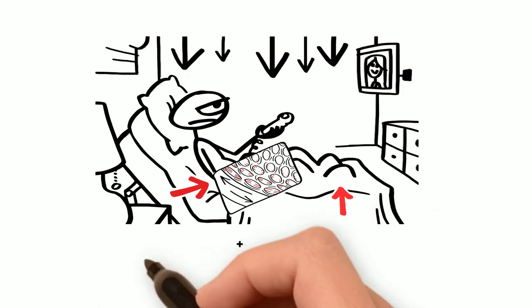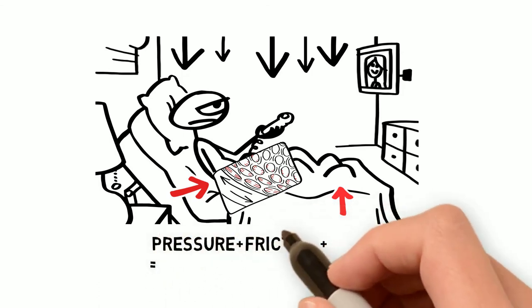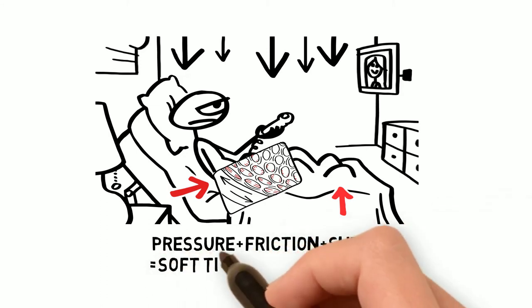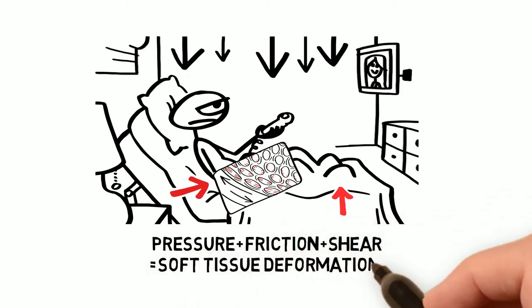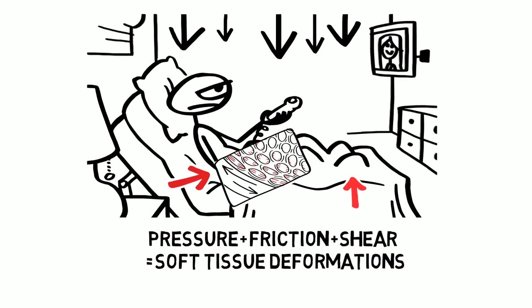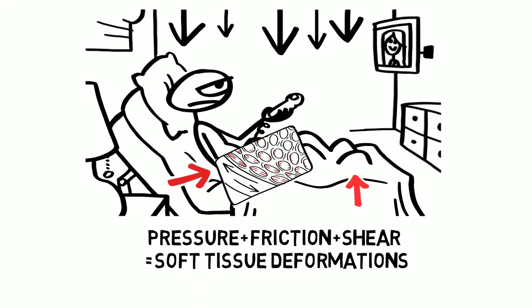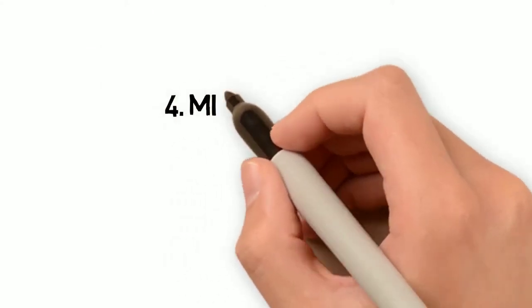The combination of pressure, friction, and shear causes stretching and displacement of the underlying cells, called soft tissue deformations. These deformations are believed to be a major cause of the most expensive, dangerous, and reportable pressure ulcers. So pressure, friction, and shear are interlinked when it comes to pressure ulcer formation. But there is a fourth factor: microclimate.